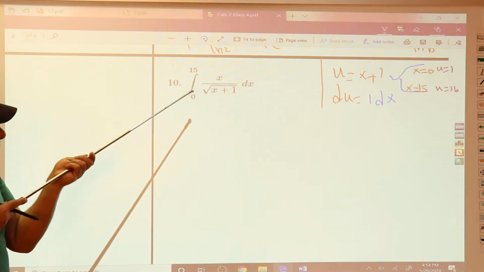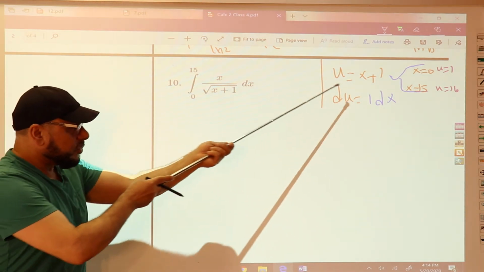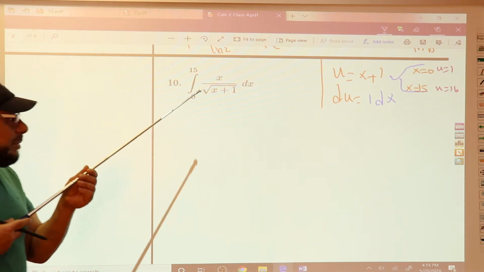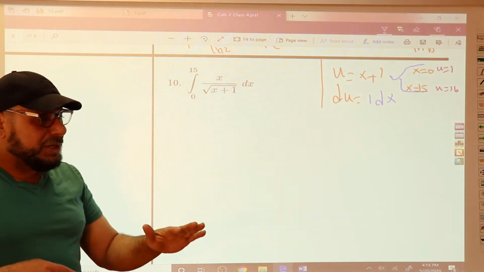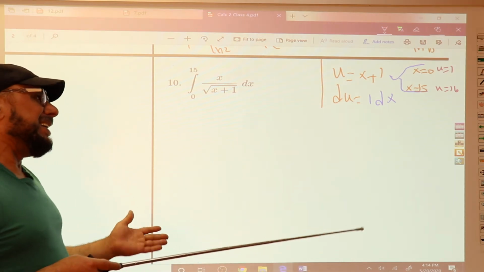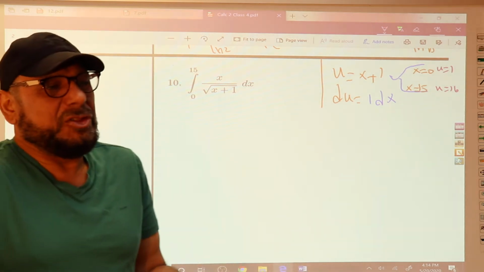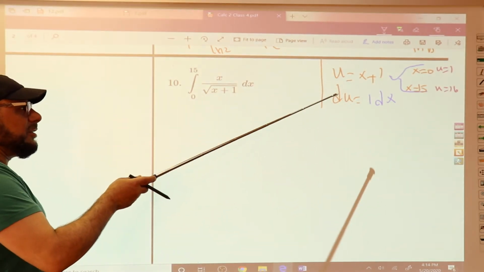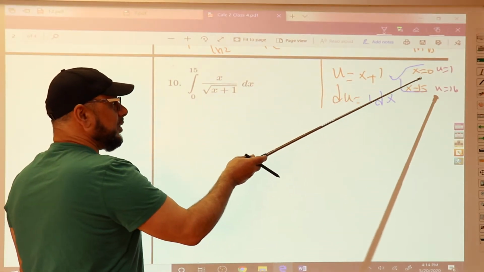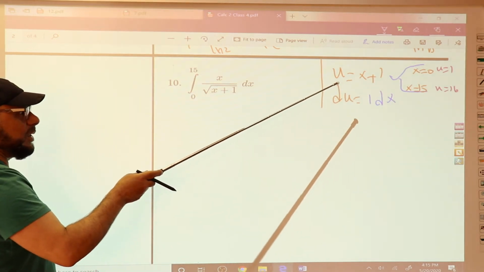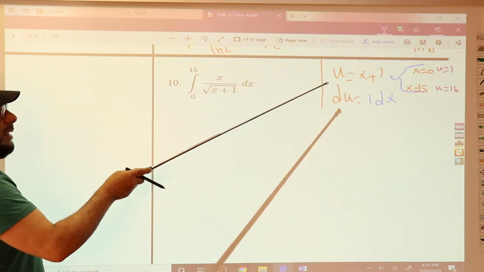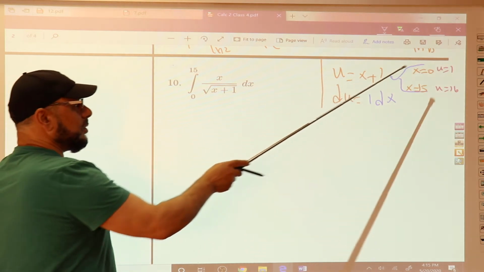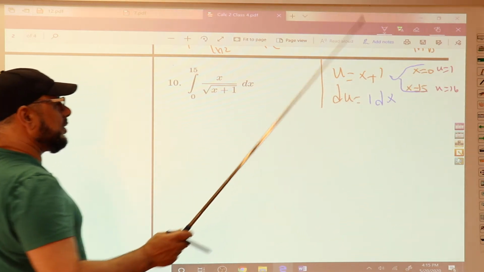Since we have u, it's x plus 1. And the limit, sometimes you see me change the limit, sometimes I leave it. It's up to you. It's the same. If you find it easy to do it, do it. Okay, x equals 0, 0 plus 1 is 1. Then when x equals 0, u is 1. When x equals 15, u is 16. Okay.